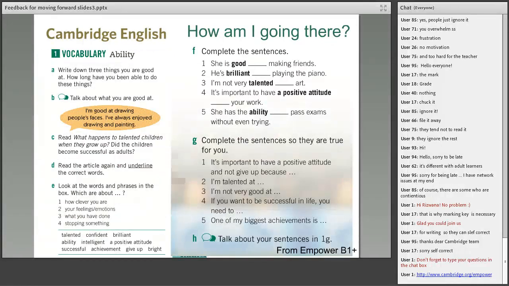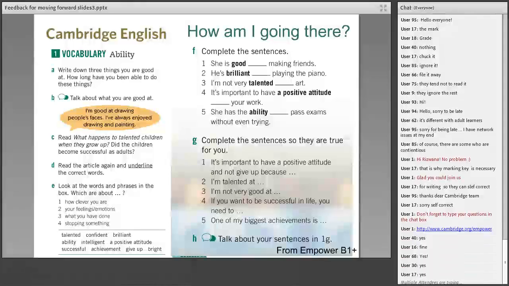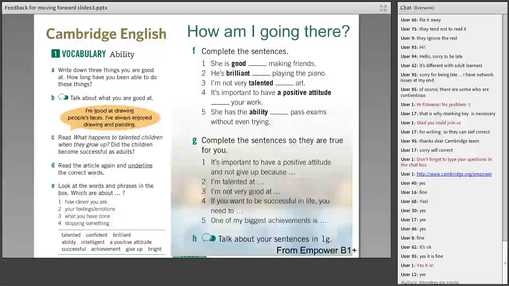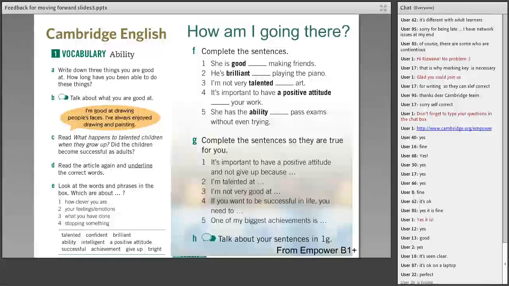And then we go on to how am I going there? I don't know, is this big enough for you to read or not? I'm just thinking if some of you are on mobiles, it might be a bit small. Okay, everybody's saying yes at the moment. Great. All right. If you take a look at that, this is also from Empower.